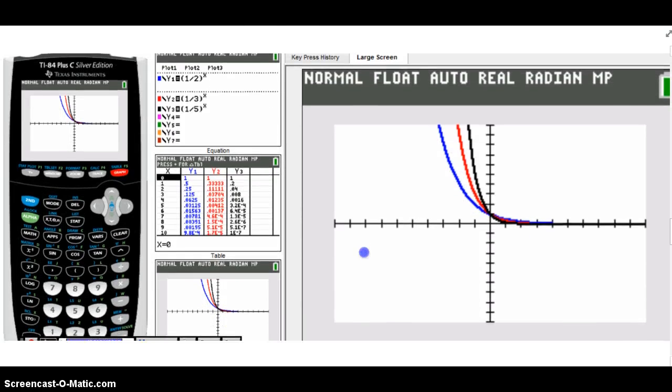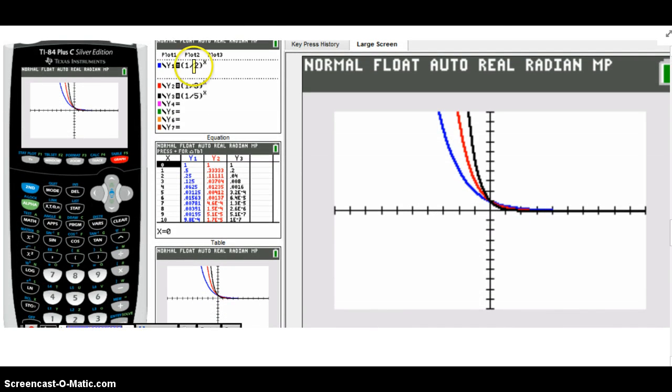Now let's look at the next case where I have these bases that are less than 1. So a half to the x, a third to the x, a fifth to the x. In other words, 0.5, 0.333, and then 0.2. They keep getting smaller and smaller. The bases are less than 1. And notice what happens. They're decreasing functions.